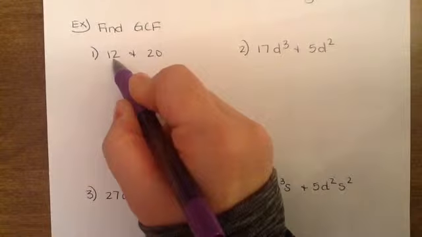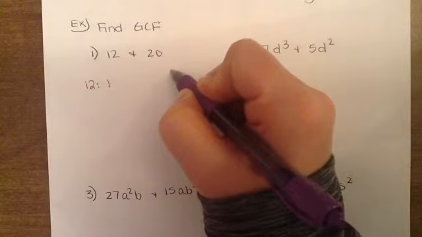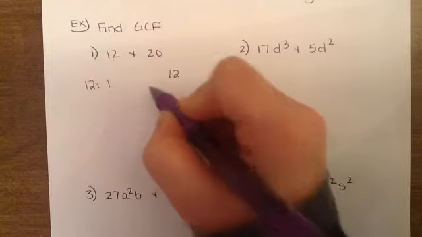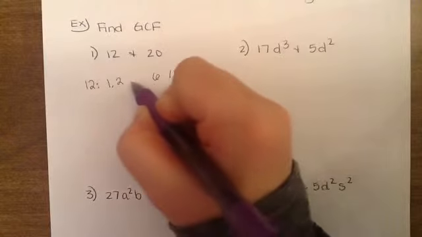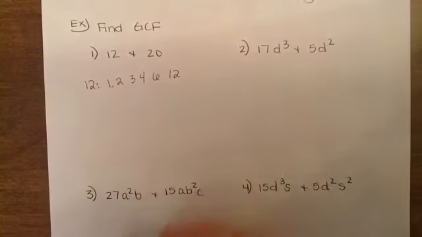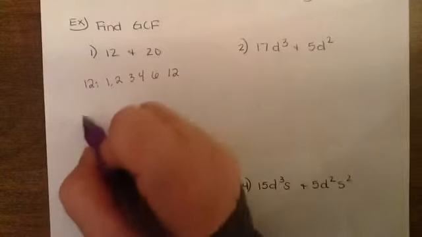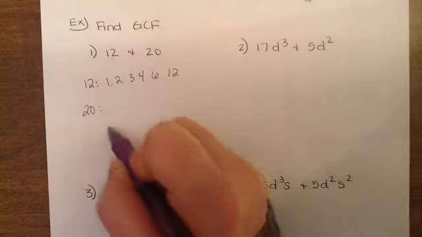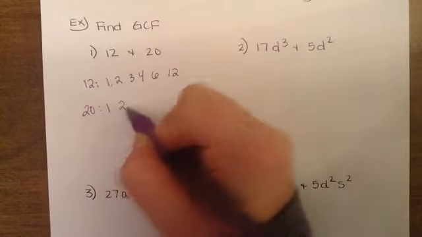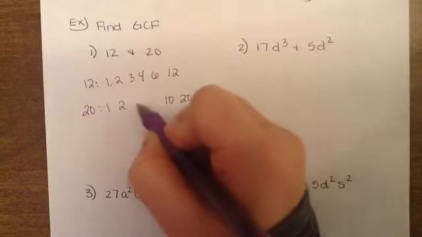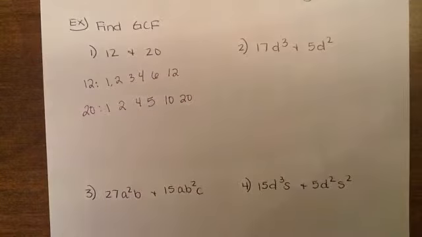is we can list all the factors of 12. So 1 times 12, and I'm going to put those apart because I'm going to slowly meet in the middle. And then I can go 2 times 6, 3 times 4. So those are all the numbers that divide into 12. If I were to do the same for 20, what would we start with? 1 and 20, 2 and 10, and the last one, 4 and 5.